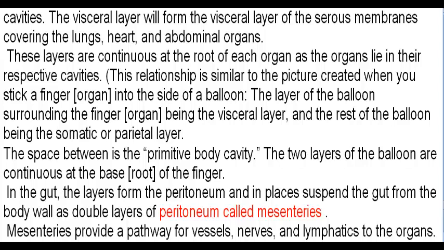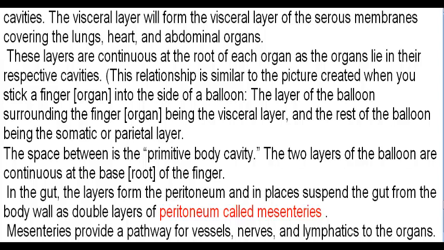This relationship is similar to the picture created when you stick a finger organ into the side of a balloon, the layer of the balloon surrounding the finger organ being the visceral layer, and the rest of the balloon being the somatic or parietal layer. The space between is the primitive body cavity. The two layers of the balloon are continuous at the base, the root, of the finger.